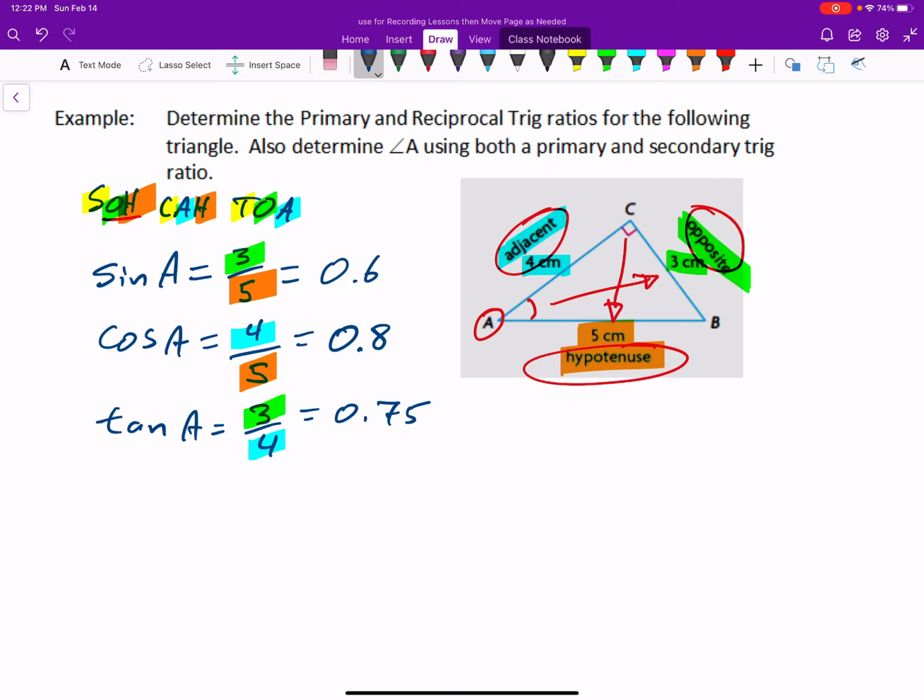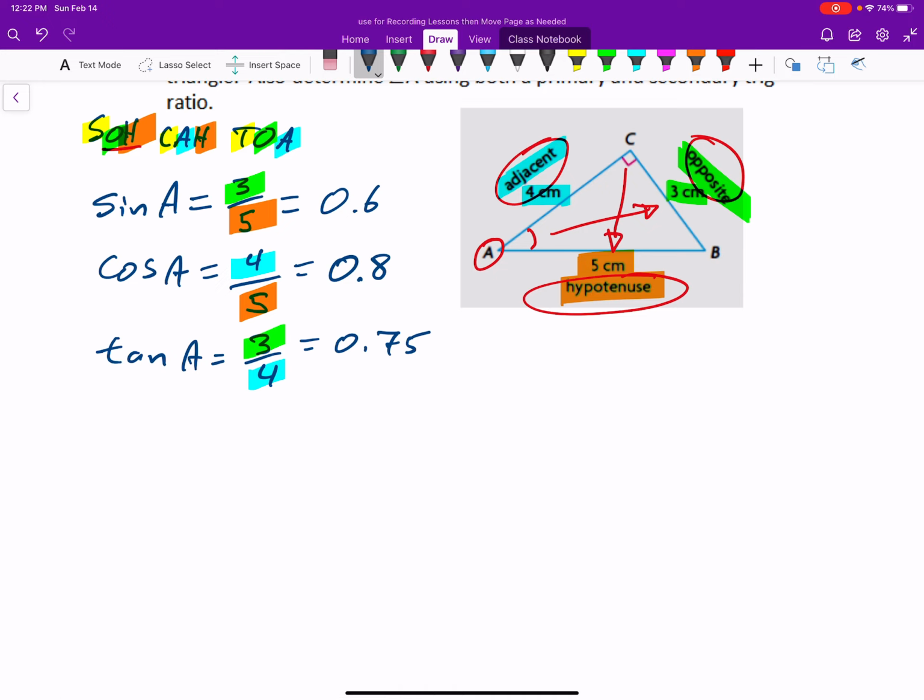Now, the reciprocal ratios are flipping them upside down. So the reciprocal of sine is cosecant. So cosecant A is going to be, I'm taking this sine and flipping it upside down, so not 5 over 4, as I just noticed when I circled it, but 5 over 3, because it's just hypotenuse over opposite. So 5 divided by 3 would be 1.6 repeating.